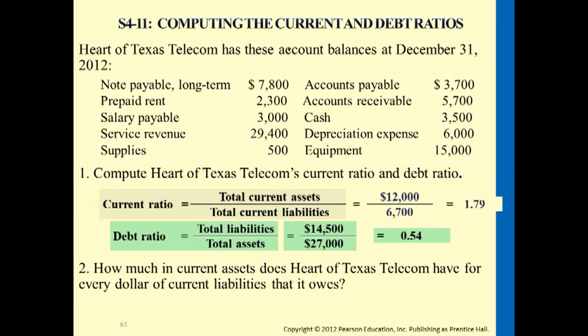Salary payable is short-term, $3,000. Have salary payable there. Service revenue doesn't apply to this. Supplies, $500 is asset. Accounts payable, short-term liability. So accounts payable, you have $3,700. Cash. Depreciation expense is an expense account, so this does not apply. Equipment, long-term.